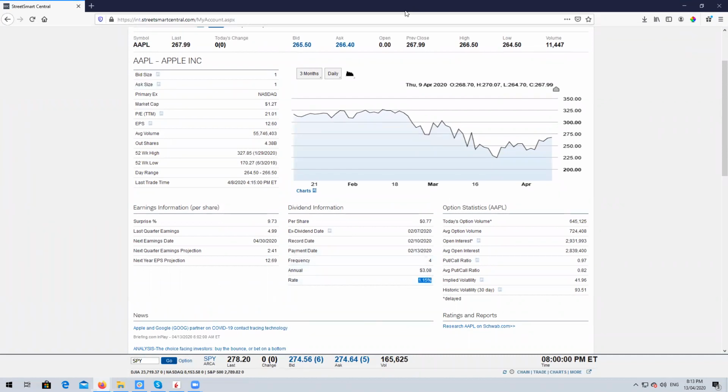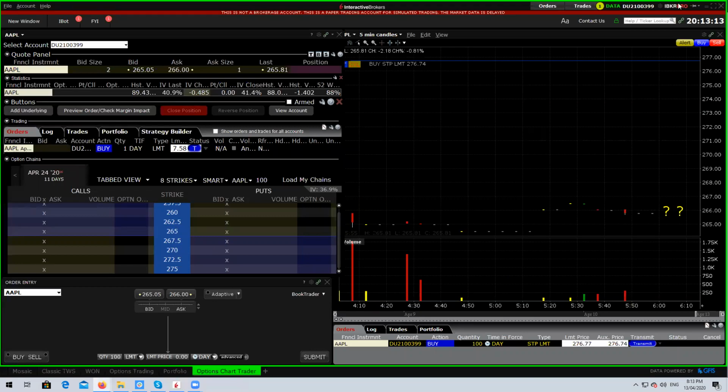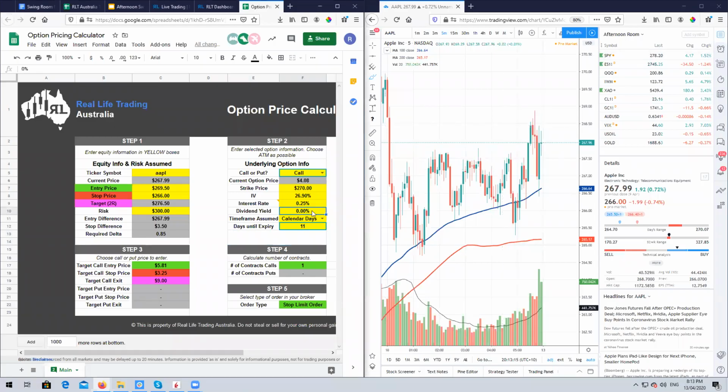Okay, so if they don't have a dividend, guys, you would change this to 0. But because this one is 1.15, you would put in 1.15. And this is worked out as 11 calendar days. It's not trading days, so just keep that in mind as well. Most brokers use calendar days as well.